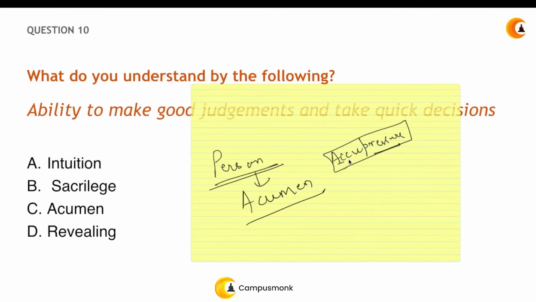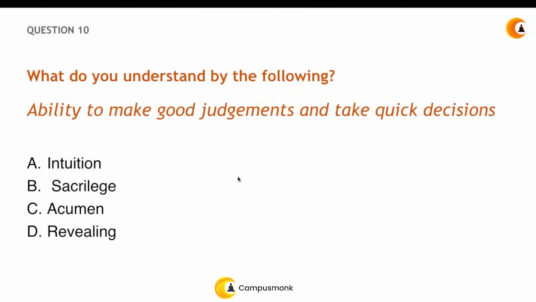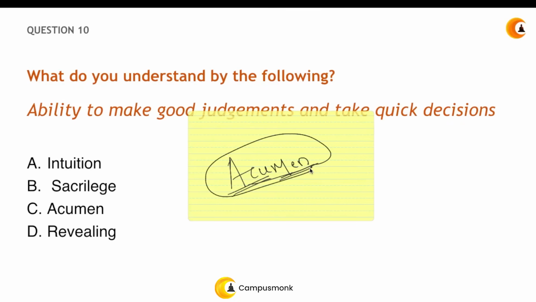So from there the word acu has come, and since this is related to a man taking a decision and not something related to a machine, it's men, right? So that's how the word acumen has been derived. Accurately, when a man judges a thing and gives good judgment and takes quick decisions, he is known as an acumen. Fancy, huh? But it's true. So an acumen is someone who has the ability to make good judgment and take quick decisions, right?